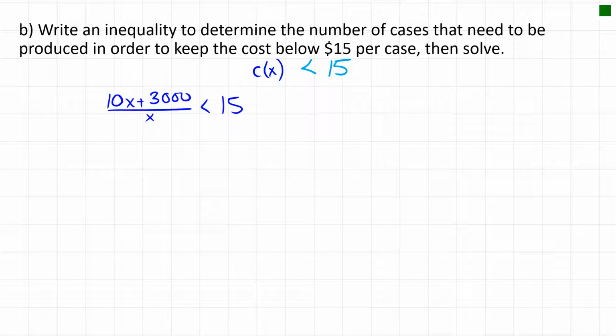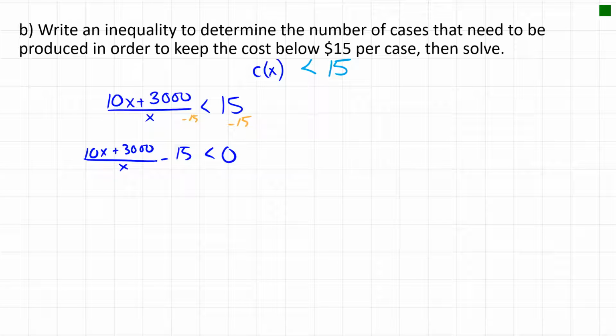And so let's go ahead and solve this just like we've solved every other inequality so far. Same methods. So to begin with, we're going to make one side of the inequality 0. So we subtract 15 from each side. And that leaves us with 10x plus 3,000 over x minus 15 is less than 0.